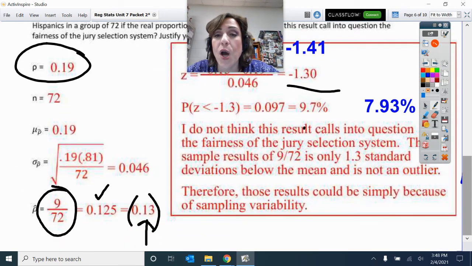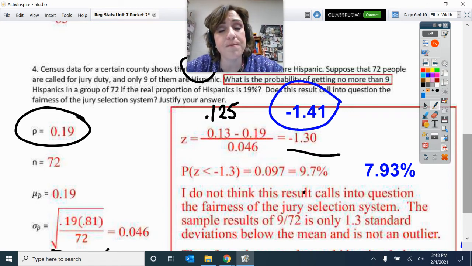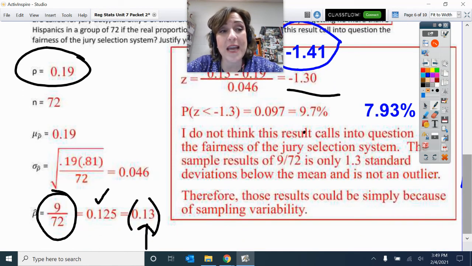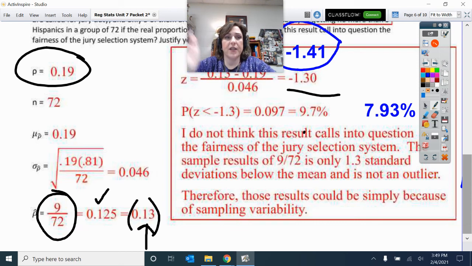Whether you used 0.125 or 0.13, it was only 1.41 standard deviations below the mean. That could be happening because of sampling variability. You get different data than me because of sampling variability. That is not going to make me freak out and think, whoa, what's happening here? So I don't think we have the ability to say that the jury system is unfair, that it's pulling an unfair amount of Hispanic clientele to the jury. All right.